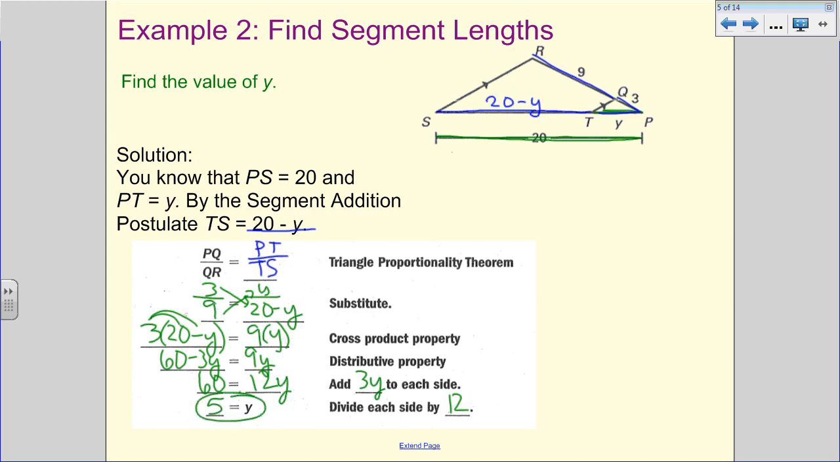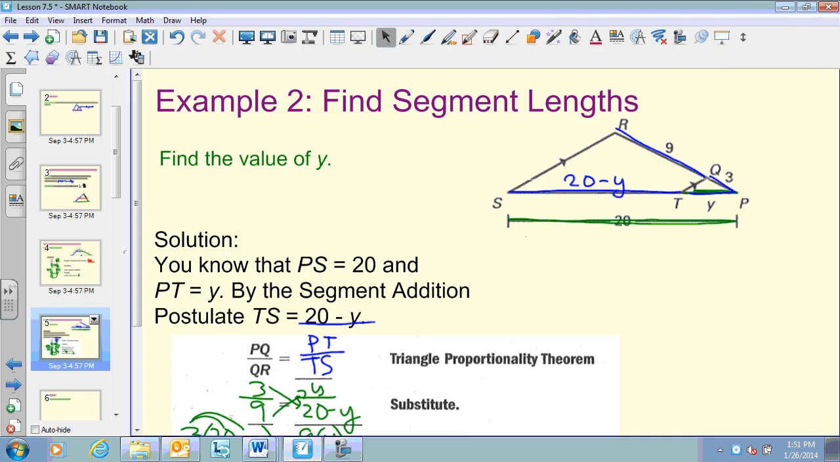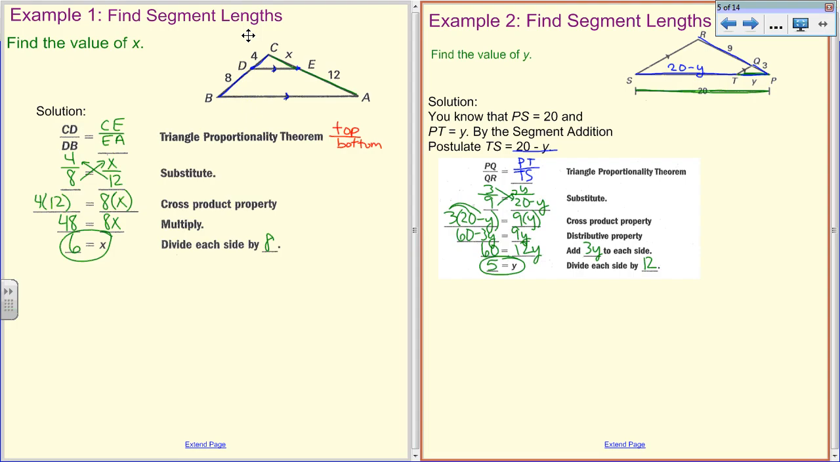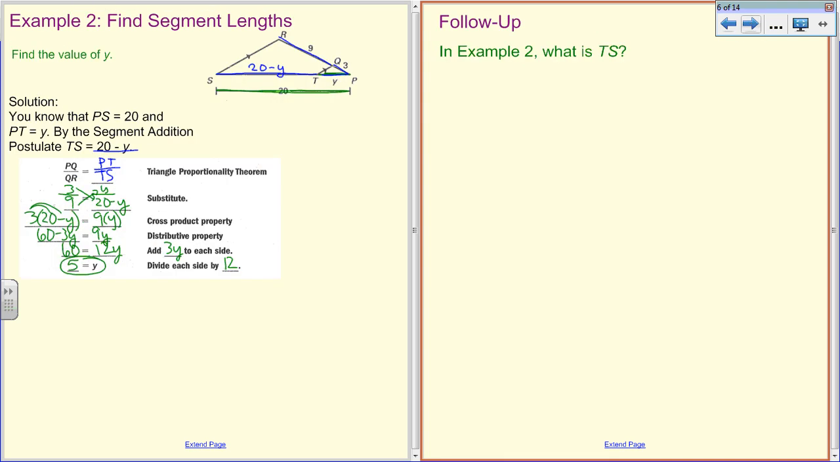So what I want to do here is move on to the follow-up. We're going to do this follow-up together in a split screen because by doing what the follow-up is asking us to do, it allows us to verify our answers. They want to know how long is TS. Well, what we just found out is that PT is 5. And so if the entire side is 20, we said this remainder had to be 20 minus Y. So 20 minus 5 is 15.